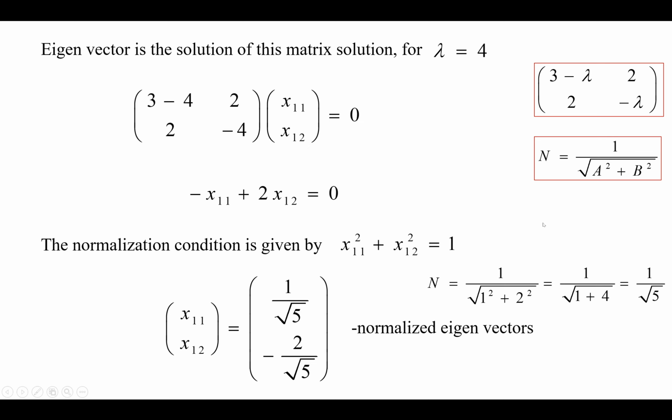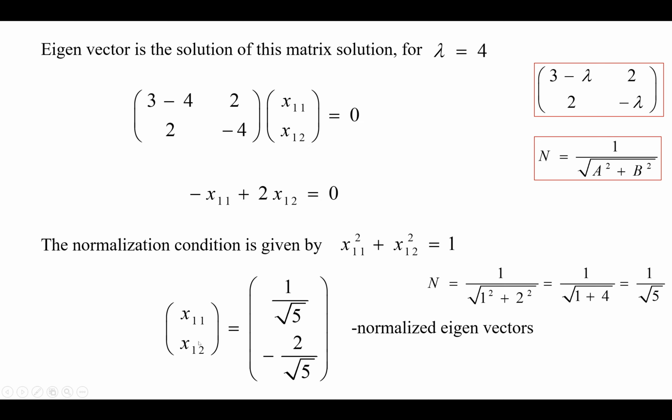Now the normalization condition is given by, of course we know that x11 squared plus x12 squared equals 1. So we know that N equals 1 divided by root of a squared plus b squared. The coefficient of x11 is minus 1, and the coefficient of x12 is 2. So minus 1 whole squared will give us 1. So 1 squared plus 2 squared will give us N equals 1 divided by root of 1 plus 4, which is equal to 1 divided by root 5. So this is the normalization constant.